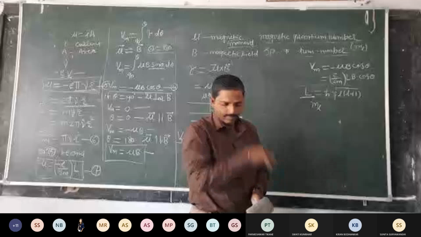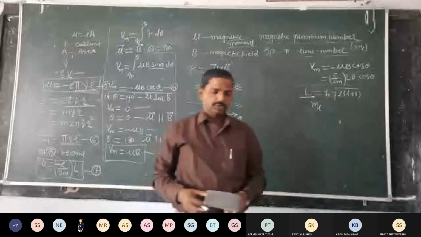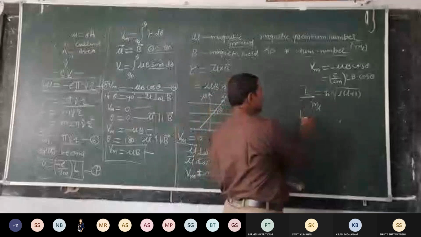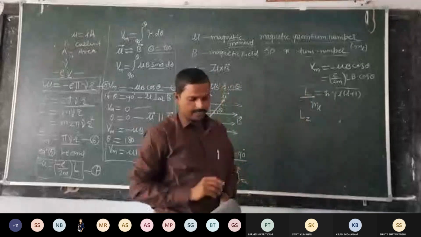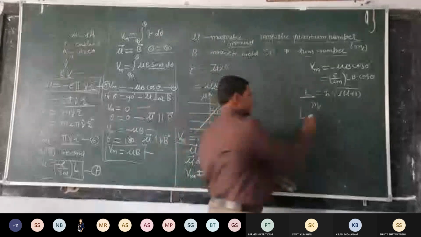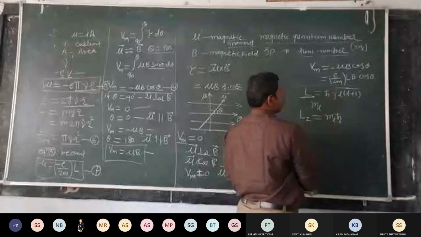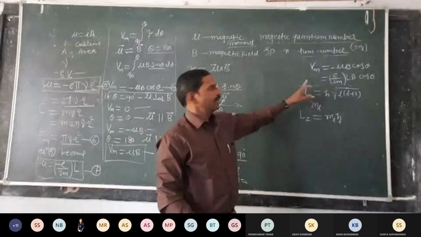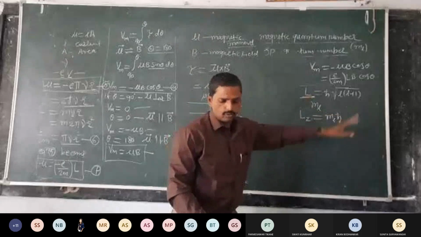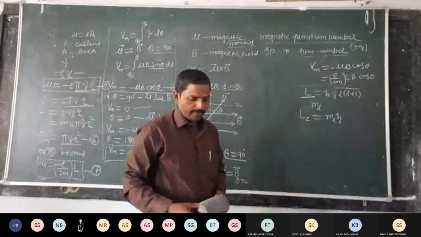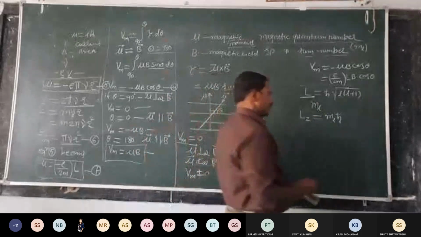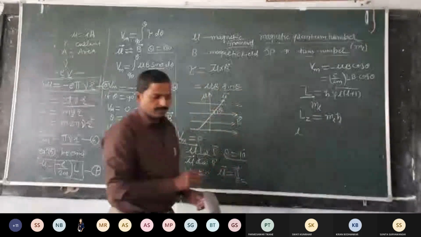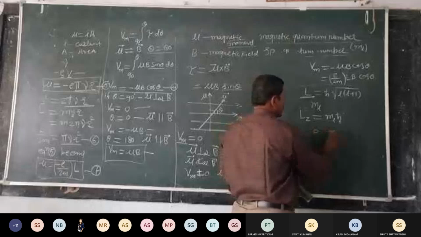Right? Then let the field direction be parallel to the z-axis. Then the component of angular momentum along the z-axis, Lz, is equal to ML into h cross. The possible values of ML for a given value of the orbital quantum number small l are plus l, 0 and minus l.